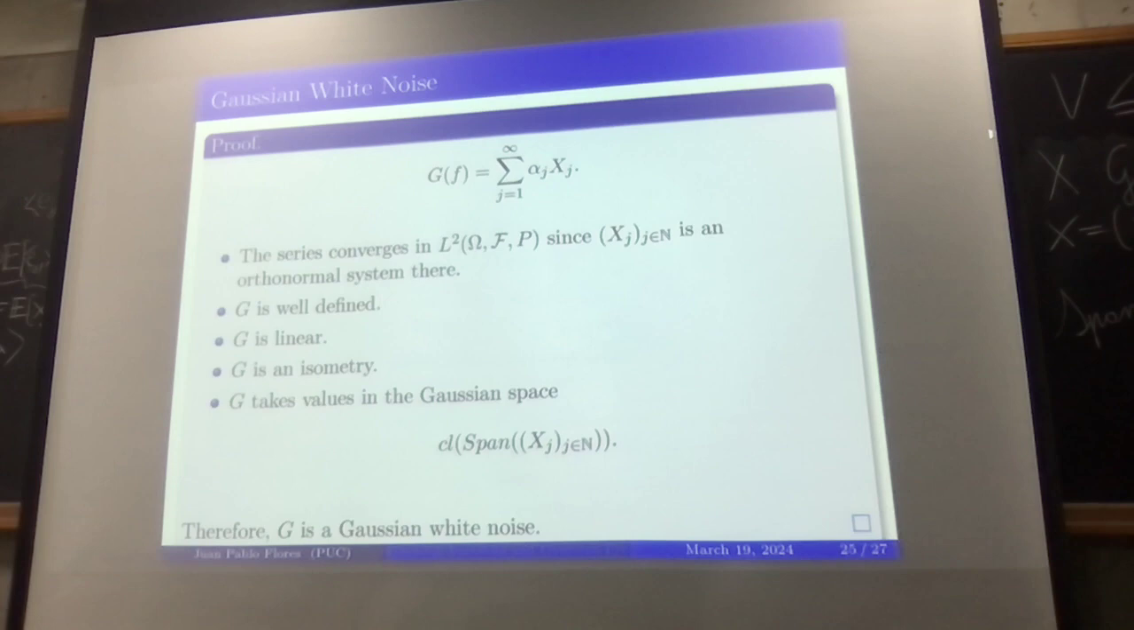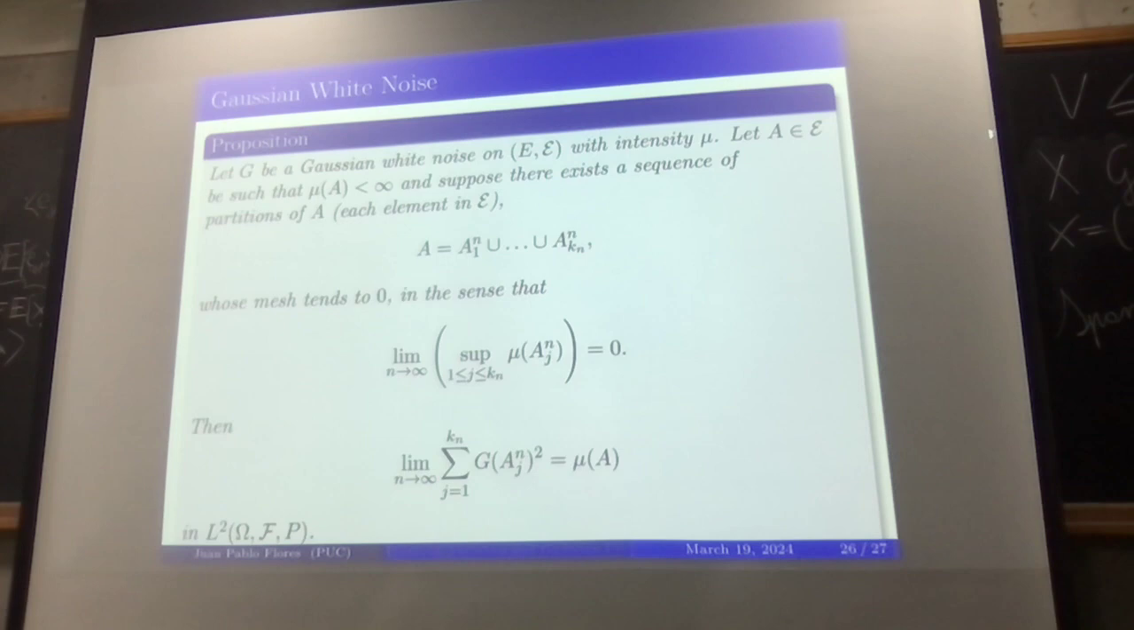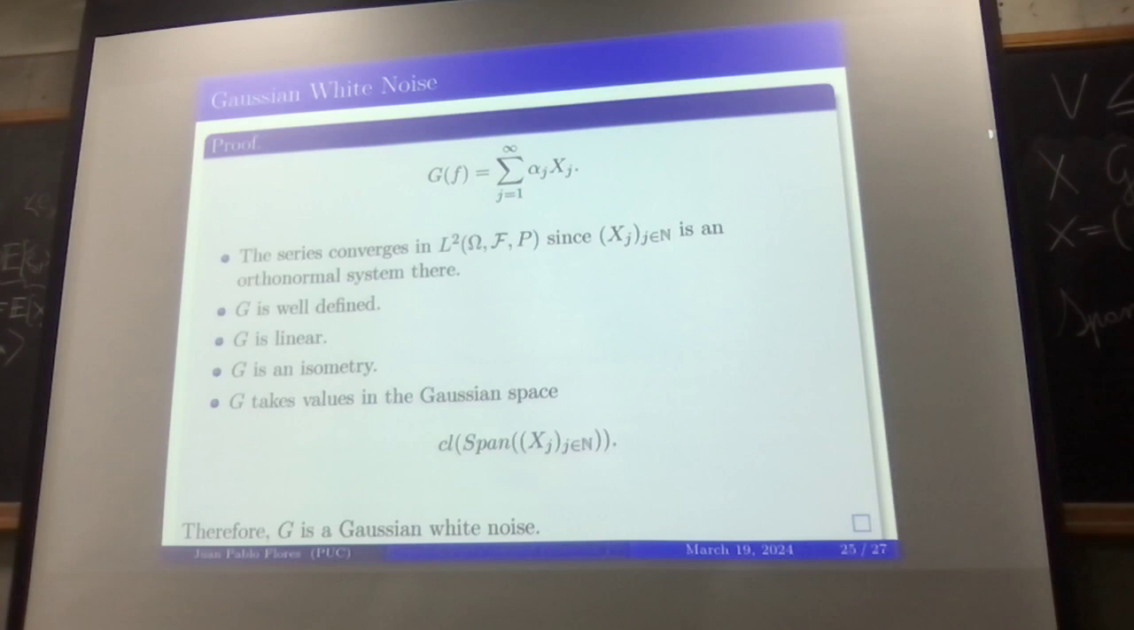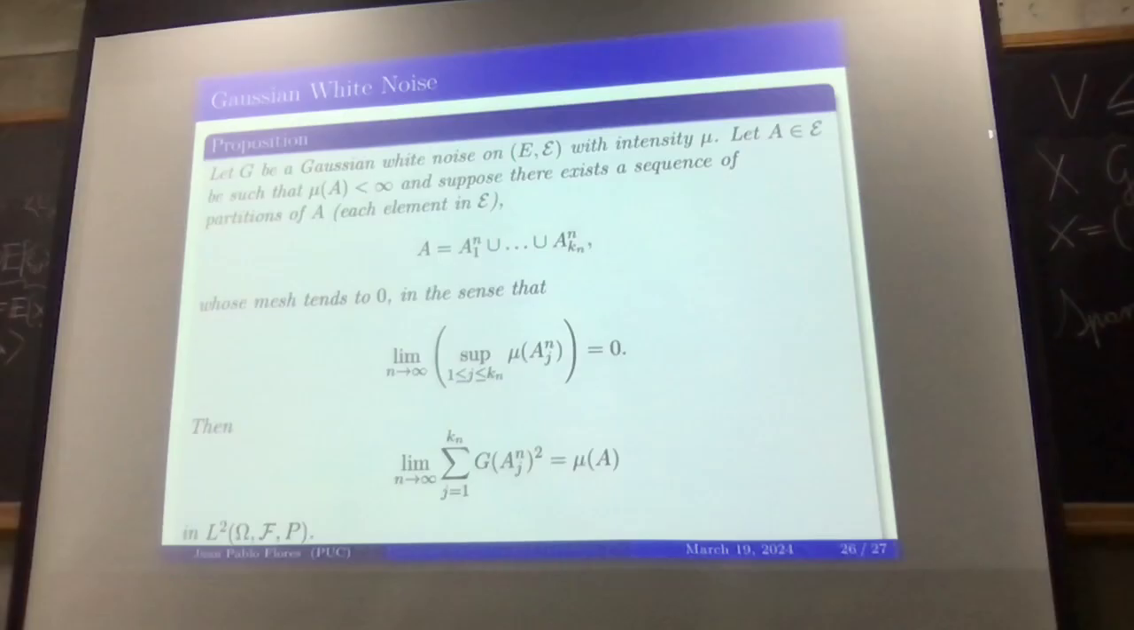So there exists a Gaussian white noise. I think that we are in time. There is only one proposition left, but I think that we can leave the presentation here. Okay, so the last one we'll cover next week, or is it important? I don't know if it is important.